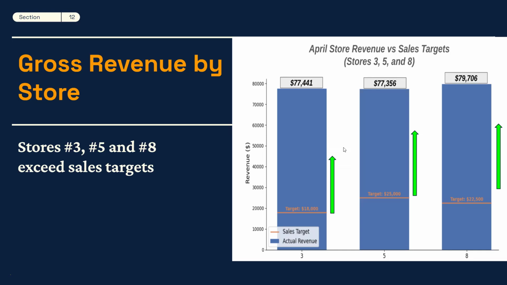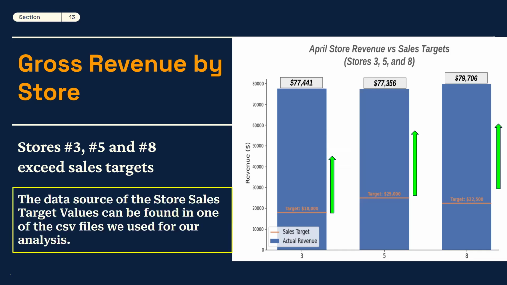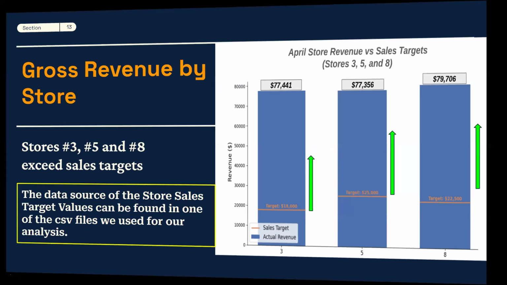We might argue, why do we need to improve? Because we are doing better than our sales target. I'm going to show you that in a minute. I also want to tell you that the data source of our store target value can be found in the CSV file that we use for our work.